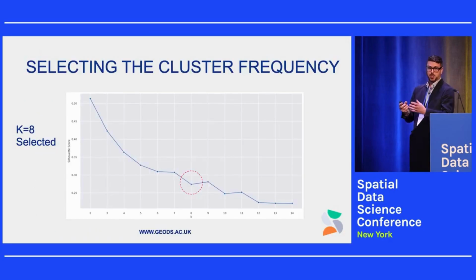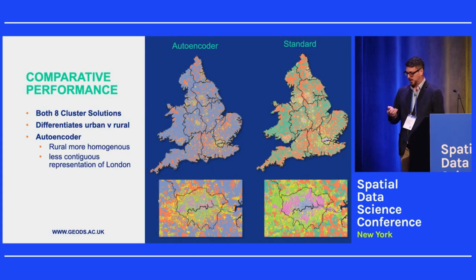Once we've got the bottleneck layer, we can do something like select how many clusters we think a model might want to comprise. So in this case, we use silhouette scores, and we select a model that's 8 clusters. Which is actually quite useful because that also mirrors the national classification as well.